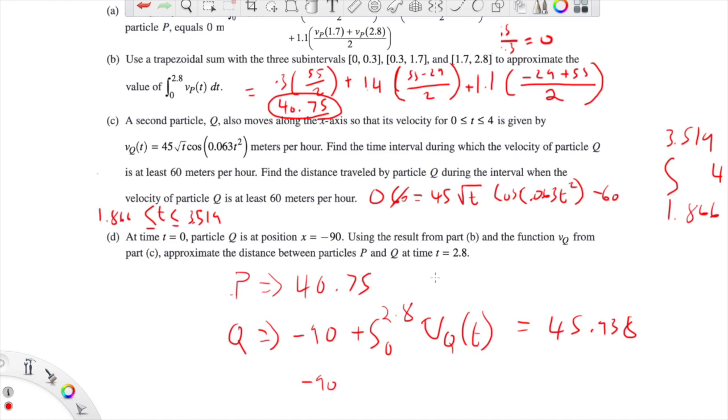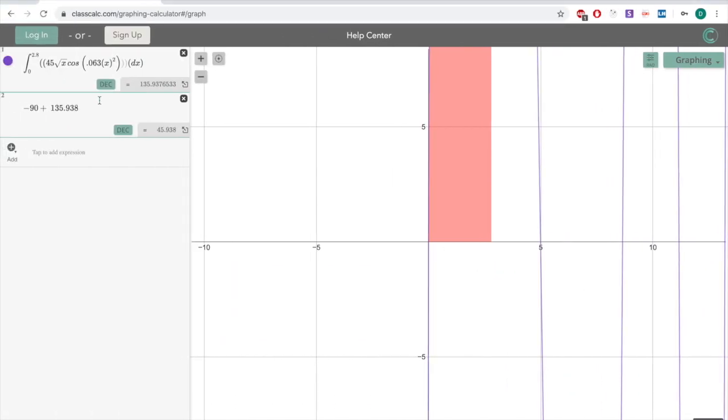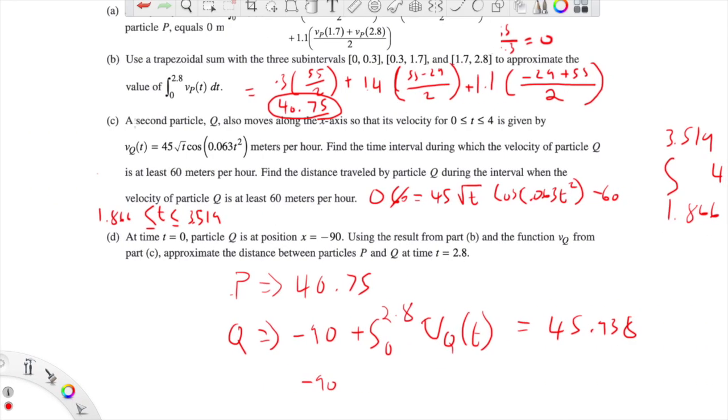Now we're finding a different distance from 40.75, so we can go ahead and subtract 40.75 over here. That'll give us 5.188, right? So, P minus Q, or Q minus P, right? We're taking the absolute value. So, equals 5.188. That's going to be our answer. Wow, cover the answer, but okay.